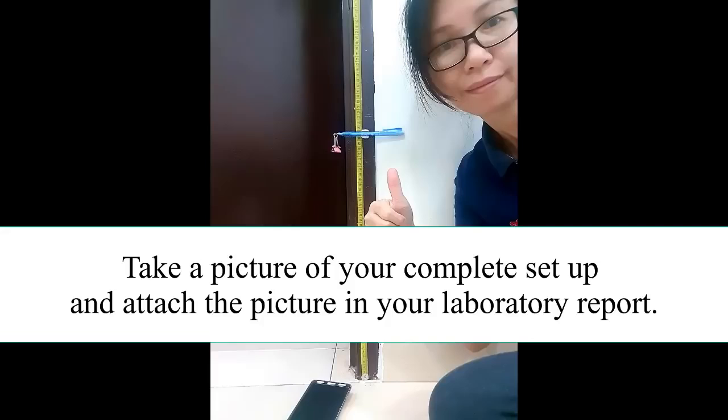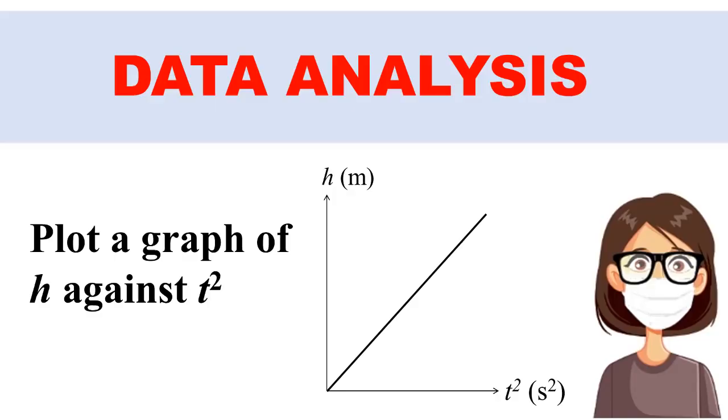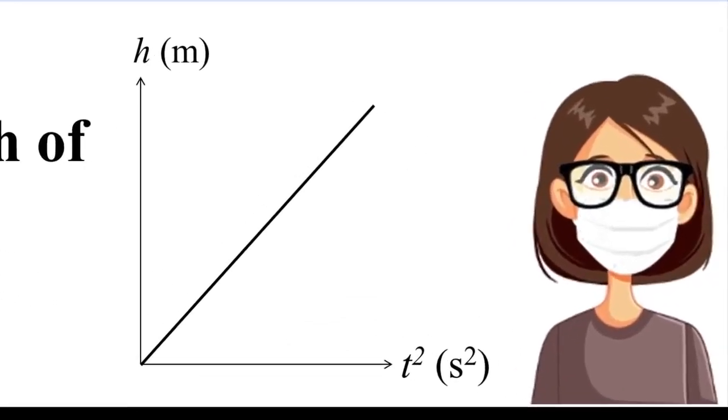Remember to take pictures of your complete setup and attach the picture in your practical report. Plot the graph of H against T squared. We should obtain a straight line.